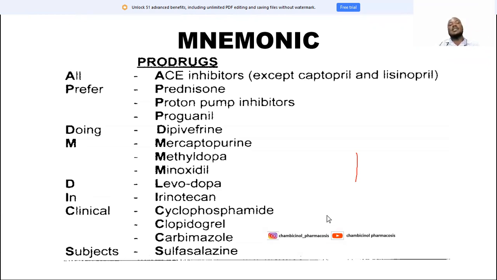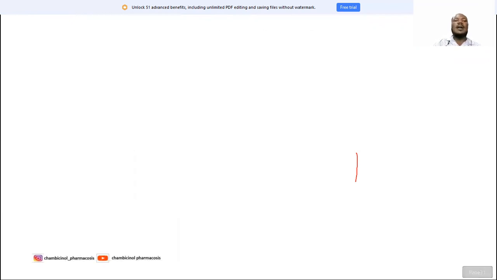These are just a few examples, and this is the way you can memorize them: All Prefer Doing MD in Clinical Subject. You can use this mnemonic to memorize all the pro-drugs.